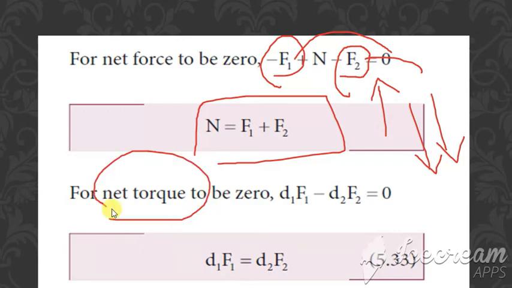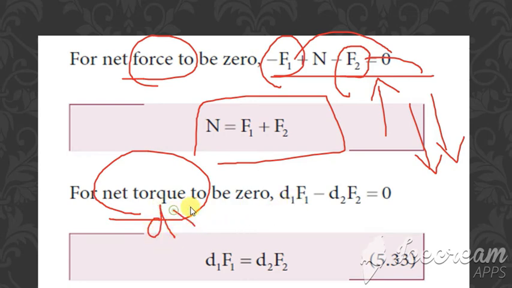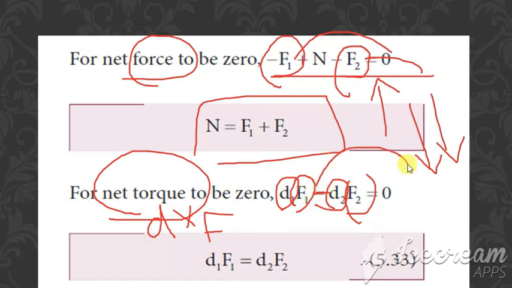In the same way, net force is 0, so we have written all the forces. Now net torque is 0. Torque is equal to what? The distance into the force. The first is d1 into F1, the next is d2 into F2. These two terms have a minus between them, because the distances are uneven. Bring this term to the other side, so we get d1 F1 is equal to d2 F2.